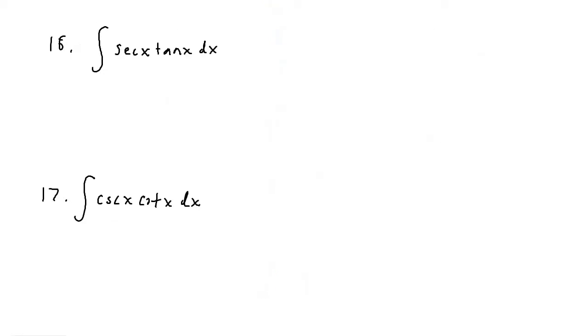Now for number 16, the integral of secant x tangent x dx is going to be equal to secant of x plus c. And then for 17, the integral of cosecant cotangent x dx. Now remember, the derivative of cosecant x is negative cosecant negative cotangent, so the integral of positive cosecant cotangent is going to be equal to negative cosecant x plus c.